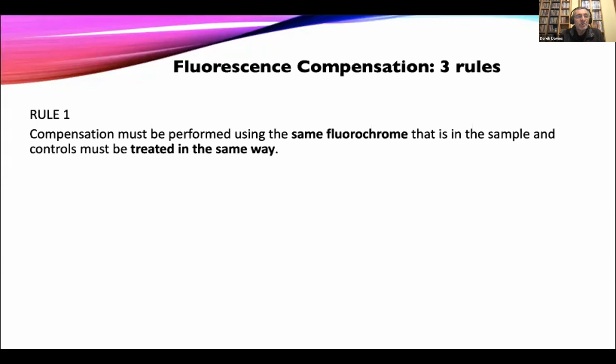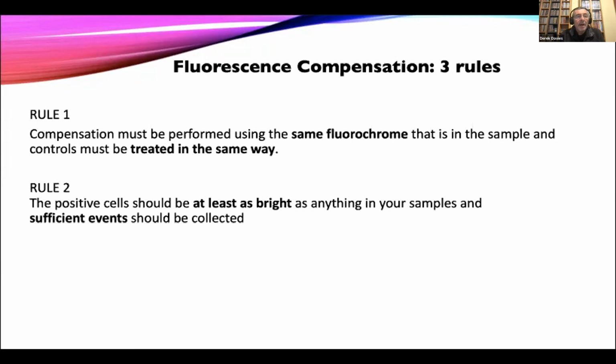Second rule of compensation is that our positive cells in our compensation tube should be at least as bright as anything that we're going to get in our samples. And that's because we're trying to get the positive and the negative populations as far apart as possible. The further they are apart, the more robust the mathematical calculation of the slope of that line, which is what's going to be the percentage.